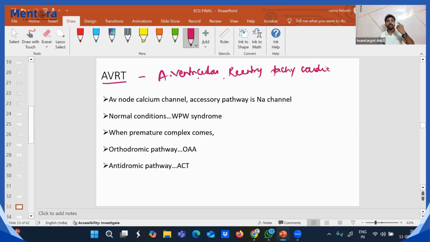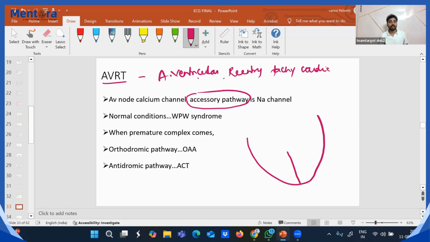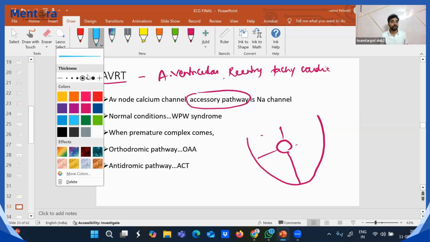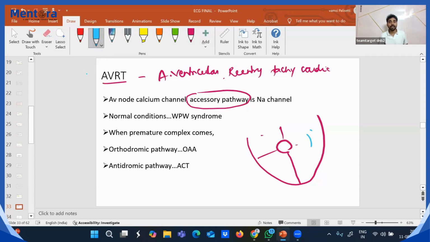Then if there is no AV node involvement, what is happening? There is an accessory pathway. That is very important. So let us draw it here. For example, this is your atria, and this is your ventricle. The AV node is there. But what happens suddenly here?